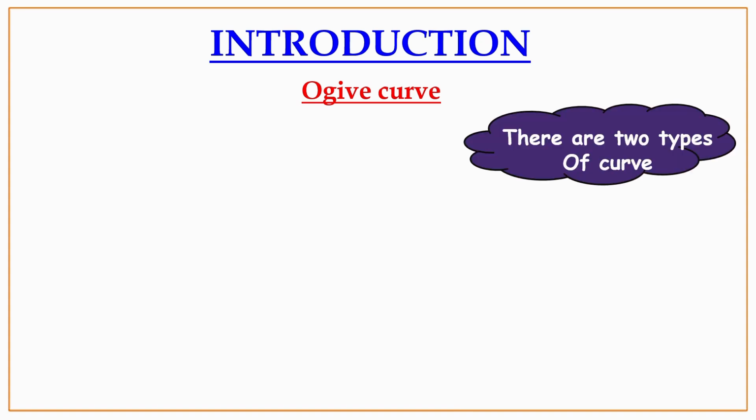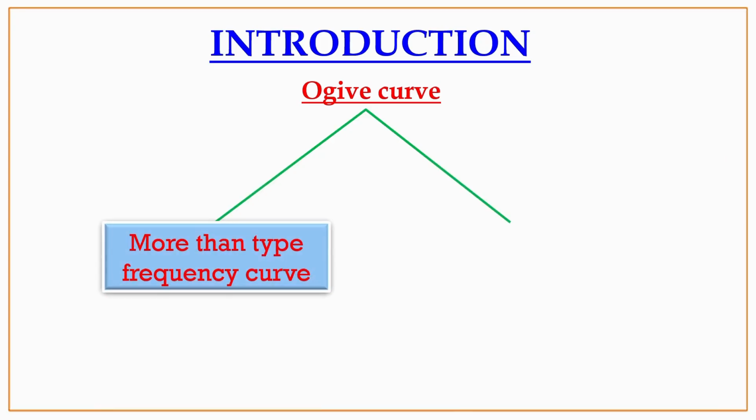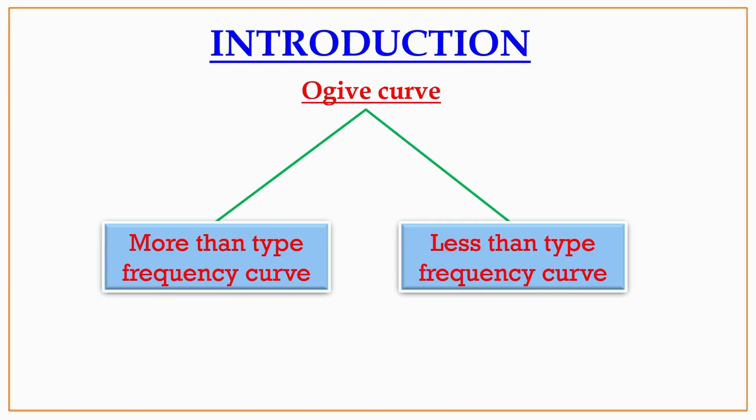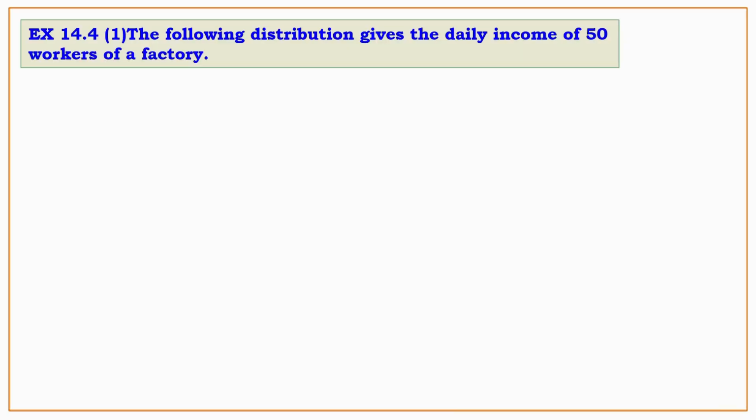So let's see what we are going to learn today. Today we are going to learn about the Ogive curve. There are two types of curve. One is the more than type frequency curve and another one is the less than type frequency curve. Now let us take one example and try to draw the Ogive curve, then you will be able to understand. The following distribution gives the daily income of 50 workers of a factory.